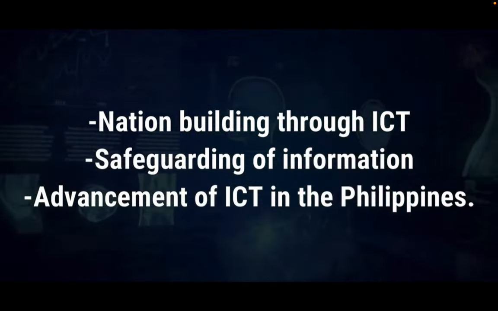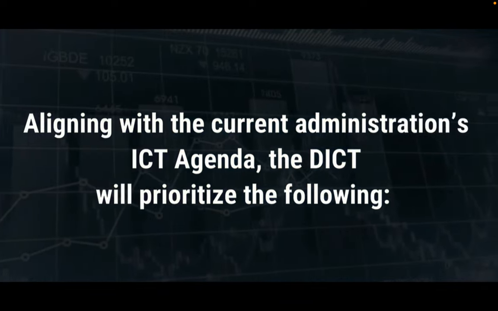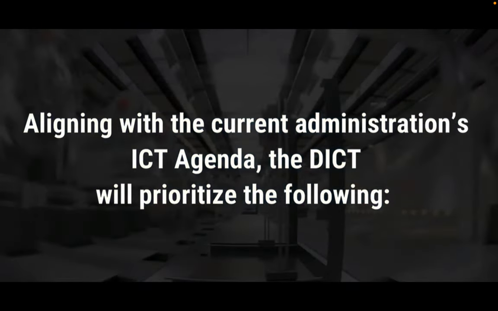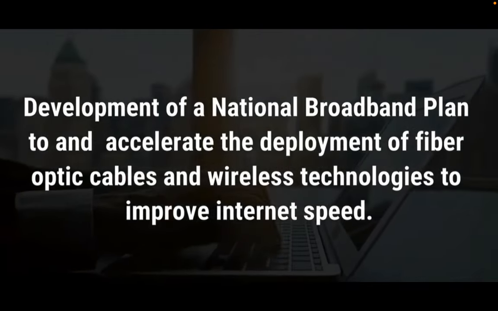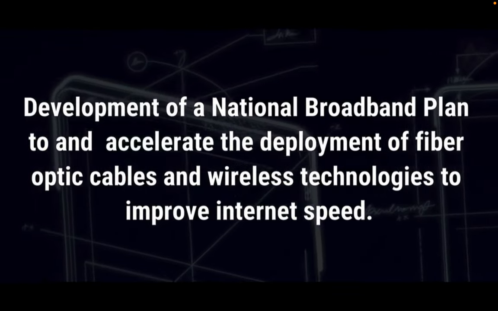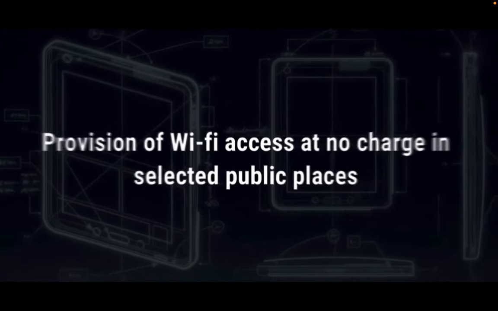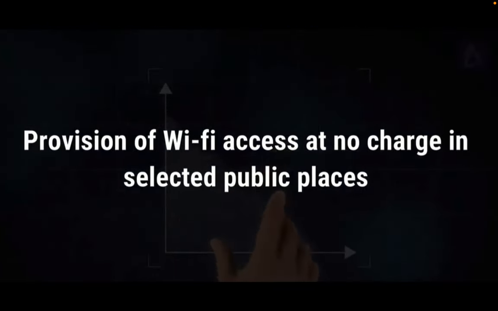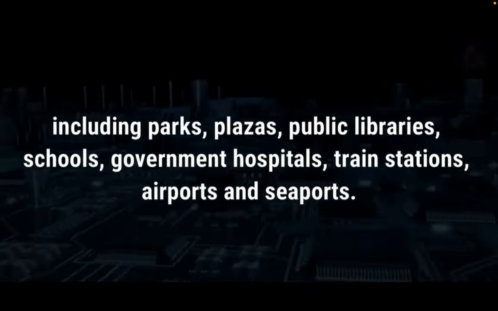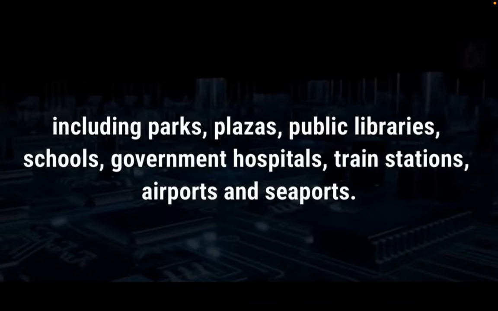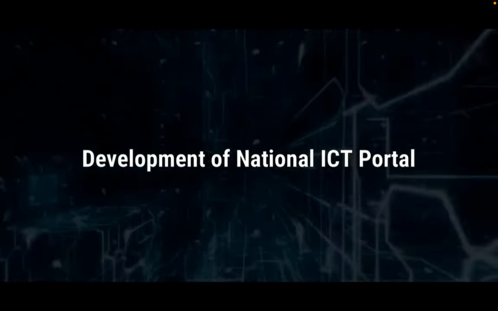advancement of ICT in the Philippines. Aligning with the current administration's ICT agenda, the DICT will prioritize the following: development of a national broadband plan to accelerate the deployment of fiber optic cables and wireless technologies to improve internet speed. Provision of Wi-Fi access at no charge in selected public places, including parks, plazas, public libraries, schools, government hospitals, train stations, airports, and seaports. Development of a national ICT portal.